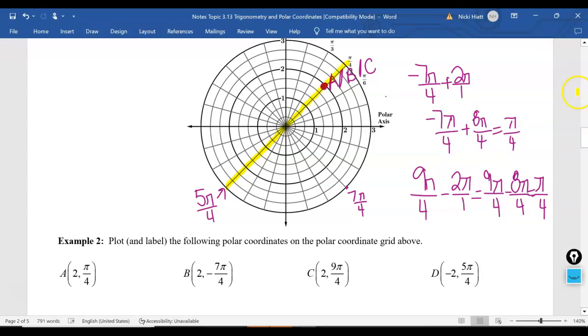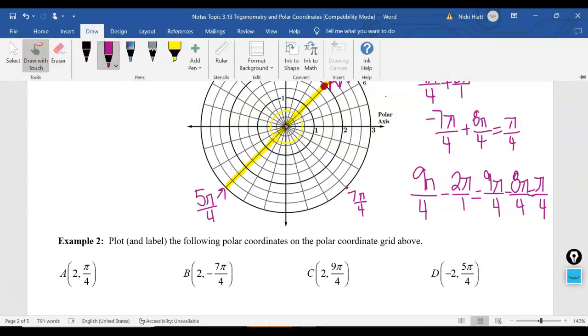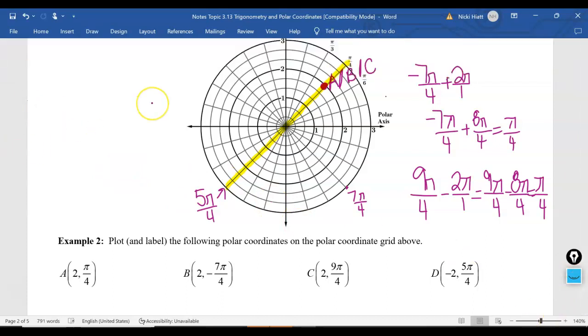And that's important because if I had a positive 2, 5 pi over 4, I would go right here, and that would be my point. But when I have a negative radius, I'm going to start at the pole right here, and I need to go away from that angle in the opposite direction. So I would go 1, 2 right here. So what we're seeing here is that really that one single point right there that is on our graph could be A, B, C, or D. All of those points end up at that same point on the graph right there.